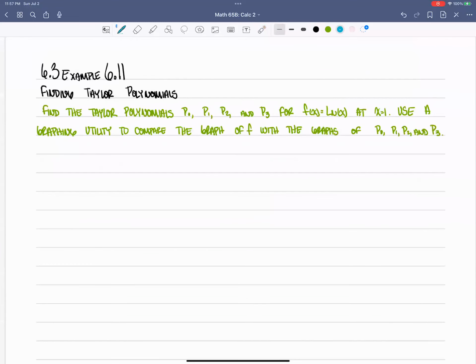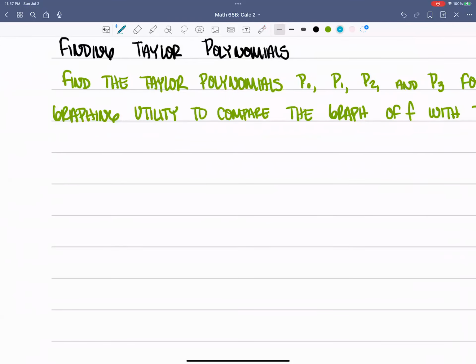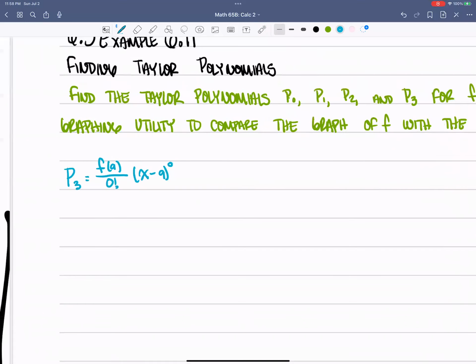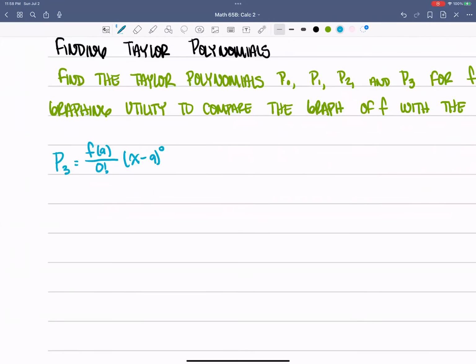All right, so starting off, let's get a little guide. The largest one we're going to find is to the power 3. So the third polynomial starts off with the original function evaluated at a: f of a over 0 factorial times x minus a to the power 0. For these, we already have different values, so a is equal to 1, but for the meantime we'll just leave it as this. That's going to be the 0th term.